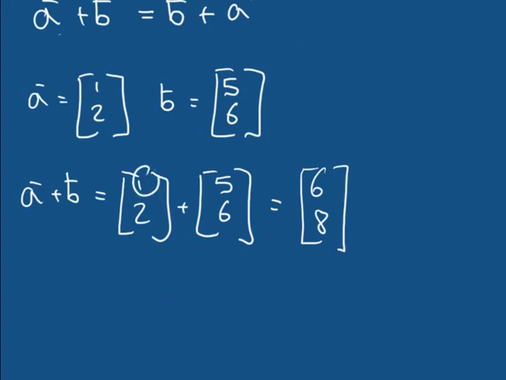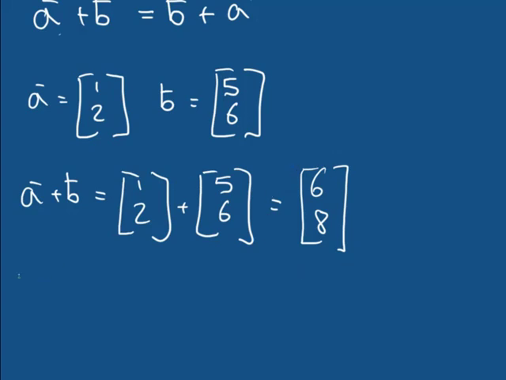So again, we take the first component of the first vector, we add to that the first component of the second vector, that gives us 1 plus 5, which is 6, and that becomes the first component of the result. Then we take the second component of the first vector, we add to that the second component of the second vector, that gives us 2 plus 6, which is 8, which gives us the second component of the result. The result is the vector 6, 8.